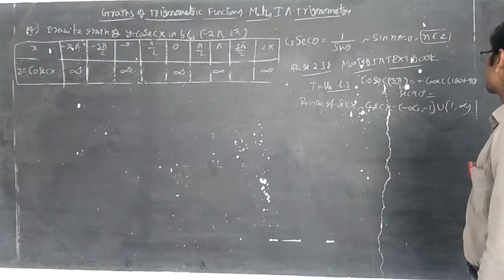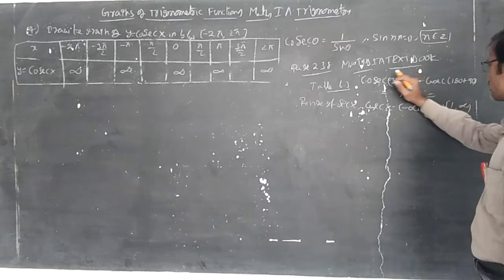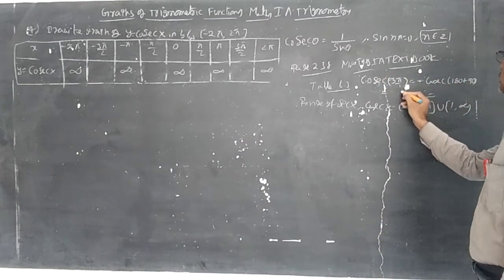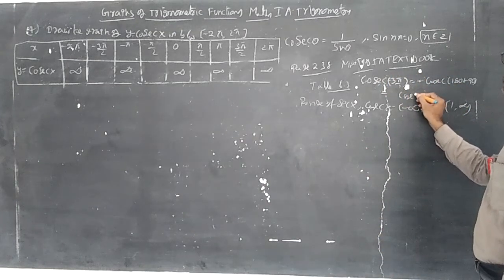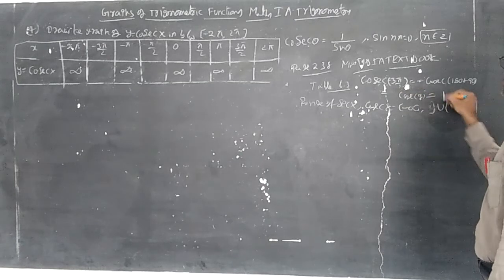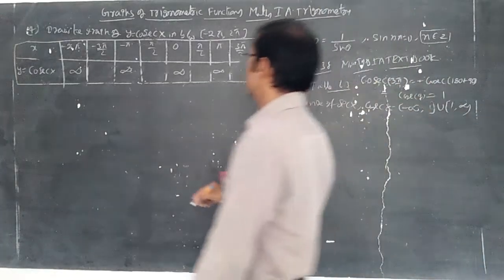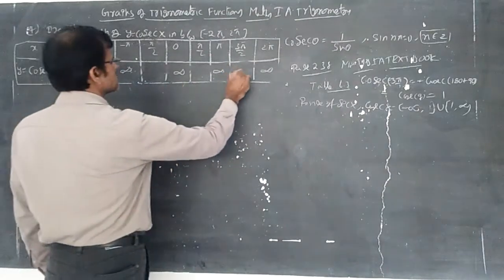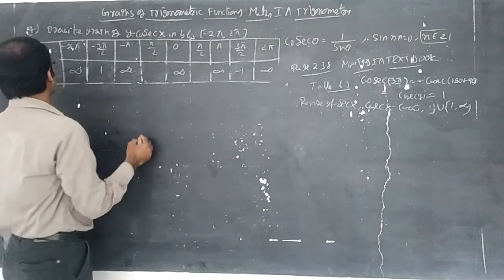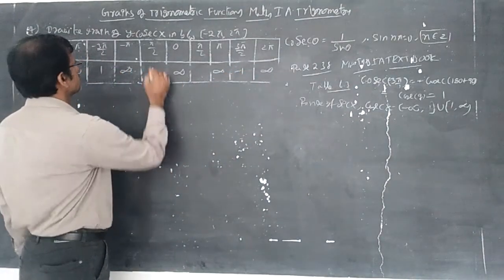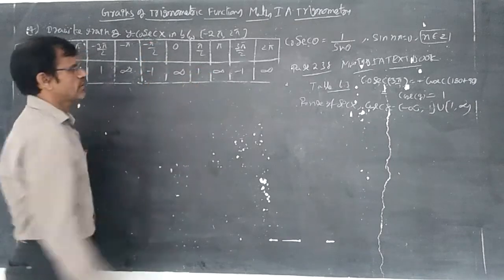So cosecant 180 plus 90: whenever 180 is there, the letter will not change. So it is cosecant 90, this is 1. So put here it is 1. So opposite becomes minus 1. In the similar way, cosecant 90 is 1. So this is minus 1, this is 1.